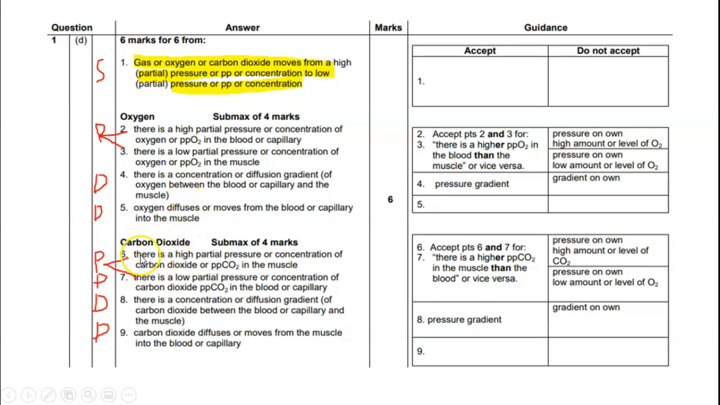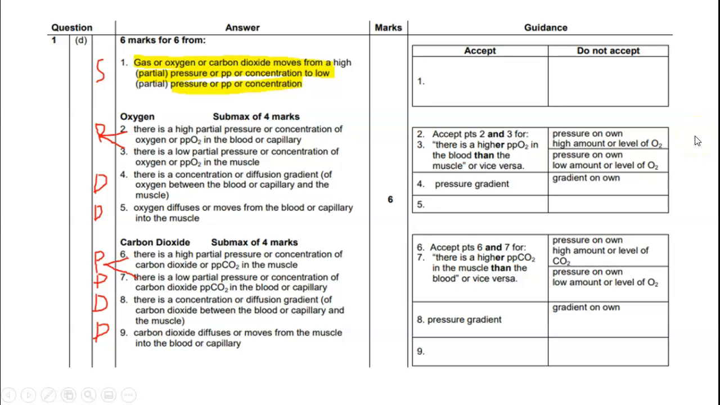And the flip side to that, now that we've done oxygen, carbon dioxide: high PPCO2 in the muscle, low PPCO2 in the blood. There's a CO2 diffusion gradient, which causes carbon dioxide to diffuse from where it's high, the muscle, to where it's low, the blood. Okay, and you can see how that might work. So that is our section done on rest.